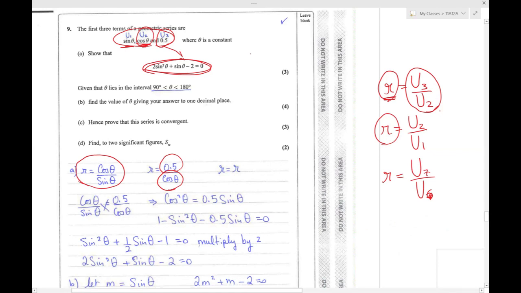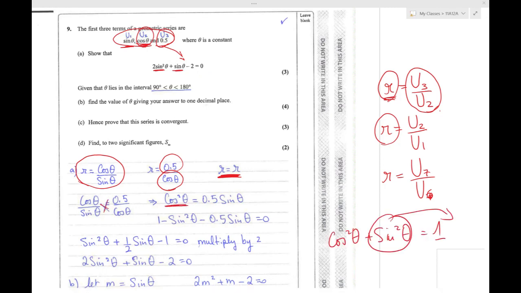So now you start. After you write the ratios, you know that the ratio is constant. Therefore, you put the two fractions equal and you cross multiply, and from there it's algebra. So it's cosine squared theta equals 0.5 sine theta. And since they need, in the given, all the functions to be sine, therefore you have to change cosine squared theta.